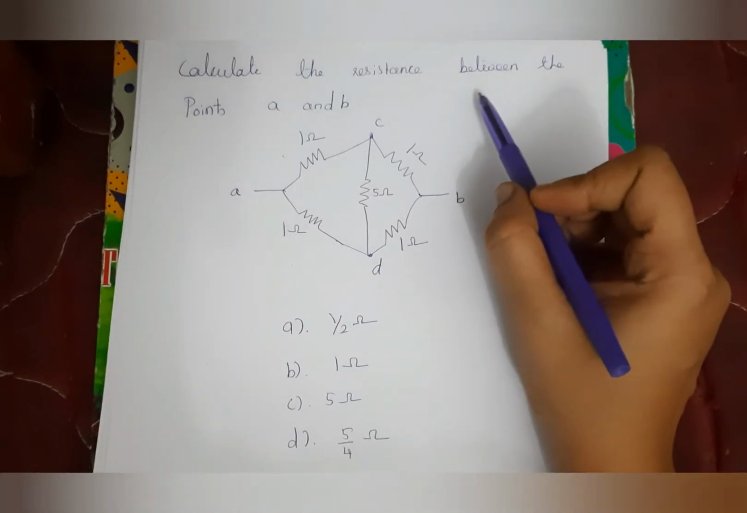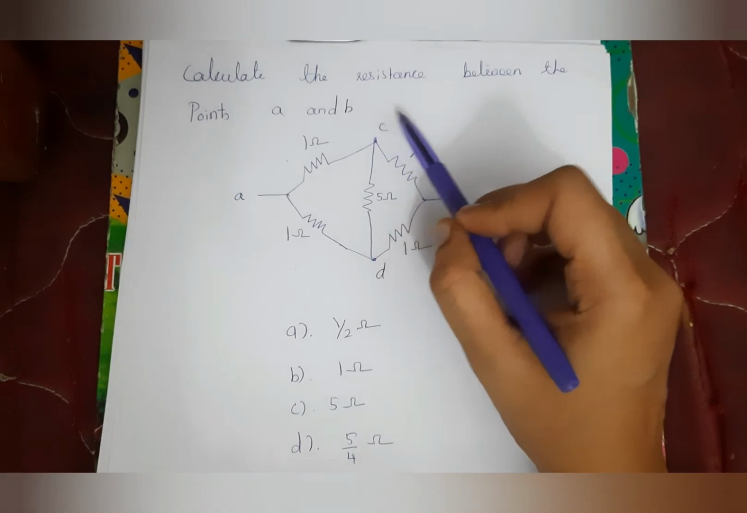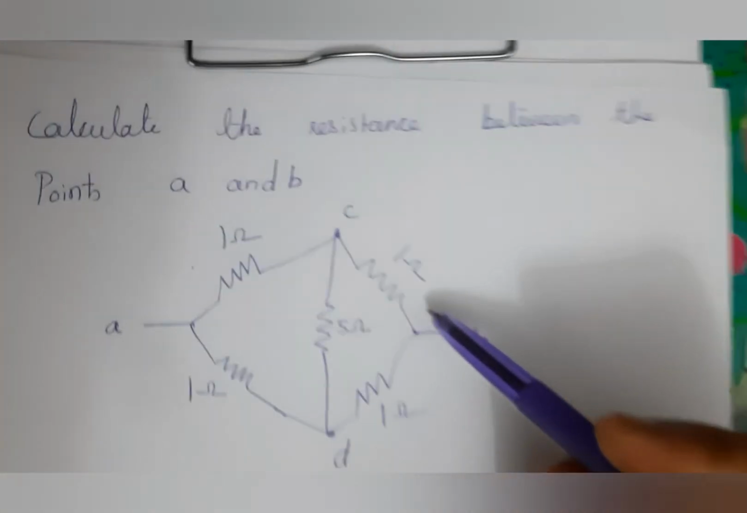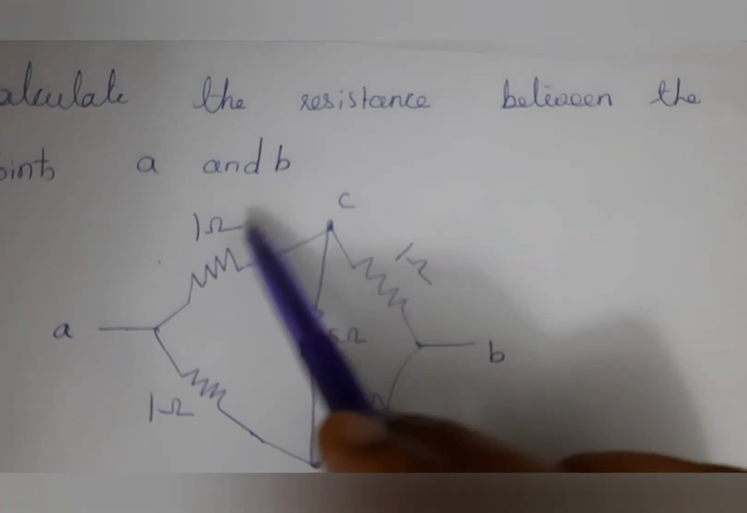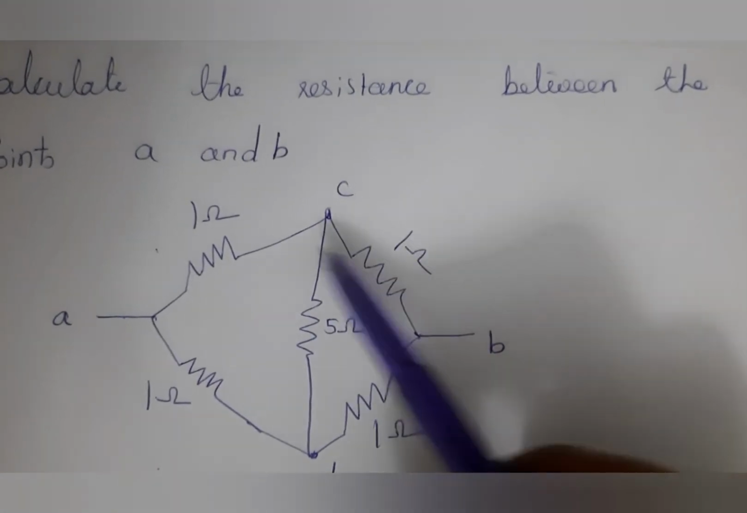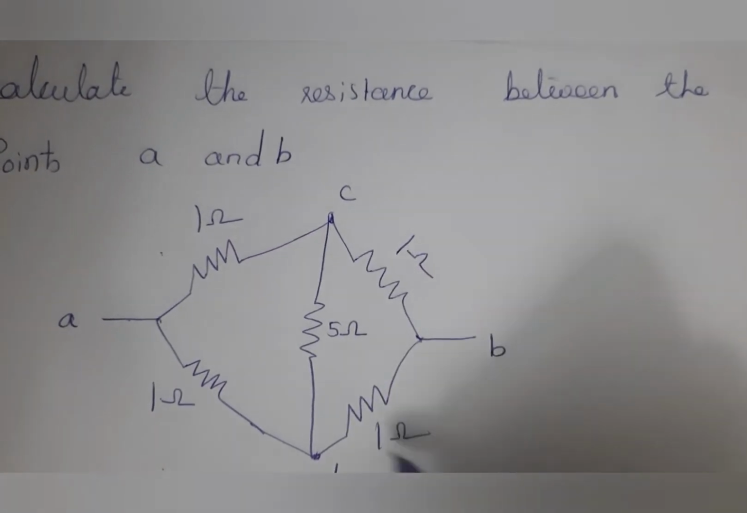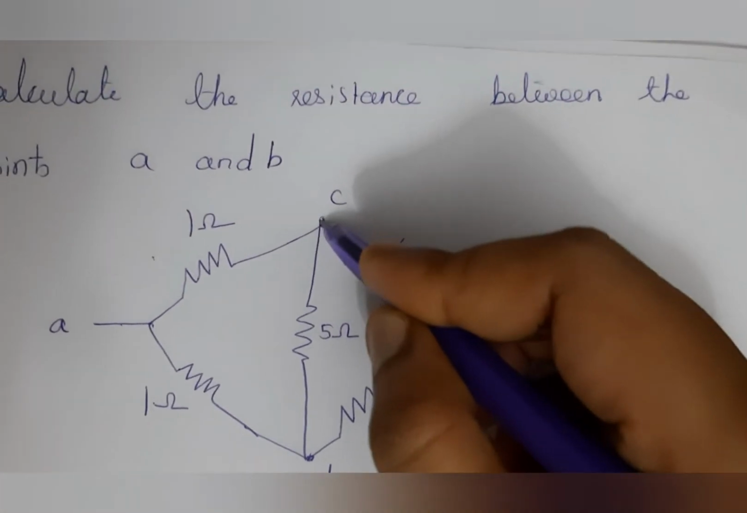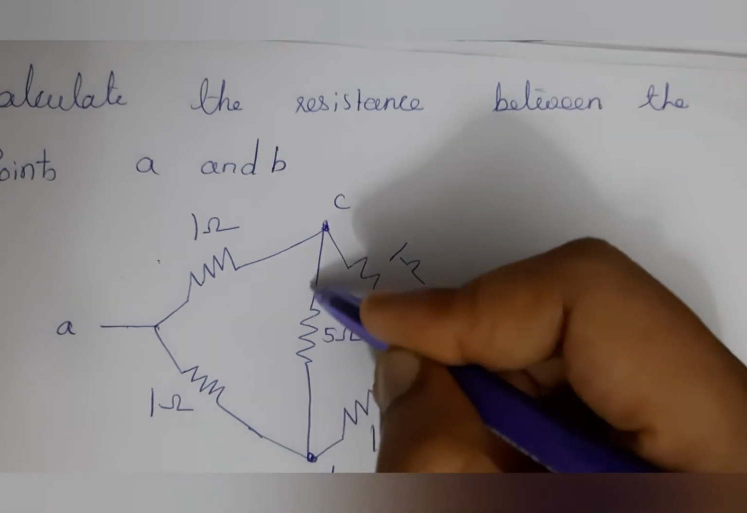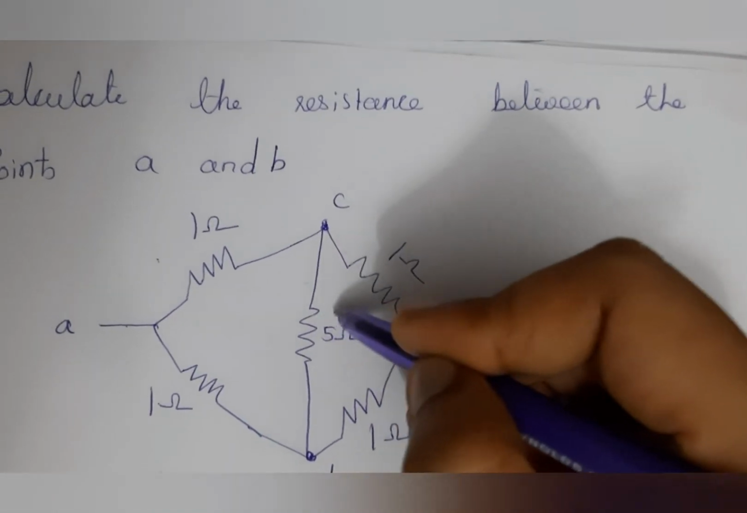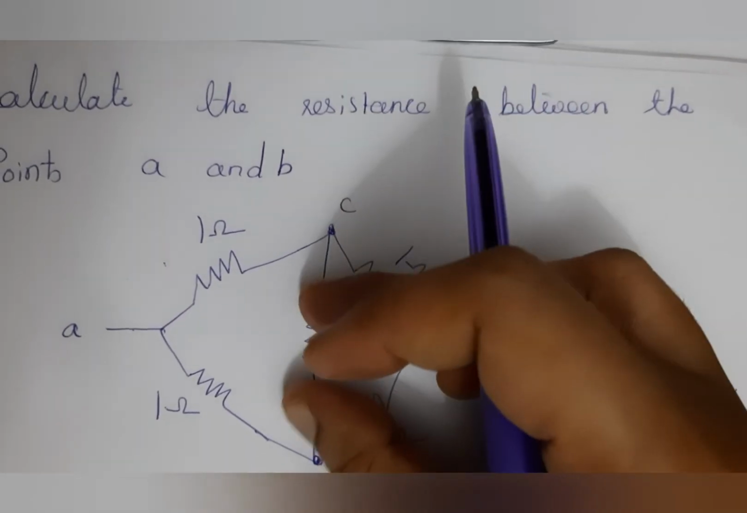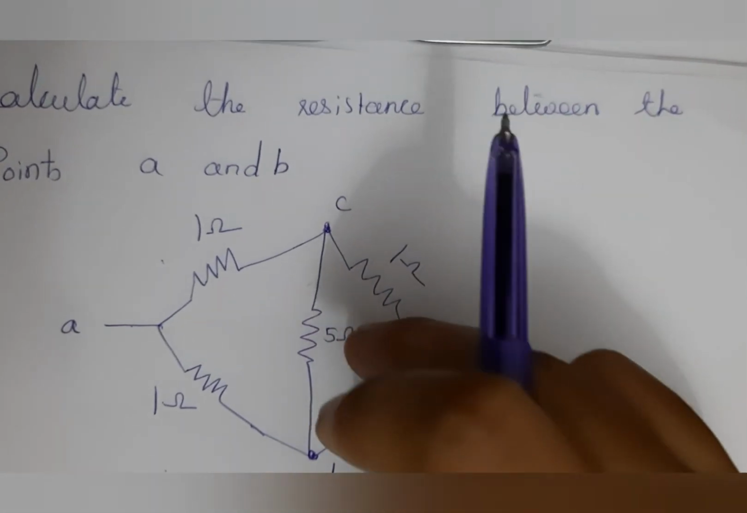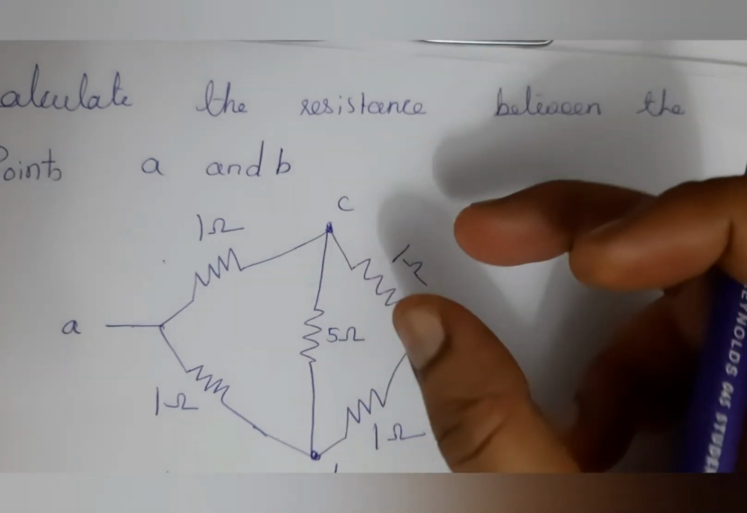Next question, calculate the resistance between the points A and B. And here consider the circuit. The outer resistors have equal value. All are having 1 ohm value. So considering this, there is no current flow at this point. So there is no role for this 5 ohm. We can just remove this resistor. There is no role of this 5 ohm in this circuit, so we can remove this 5 ohm.